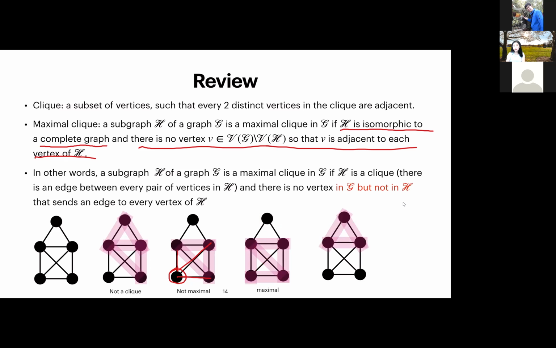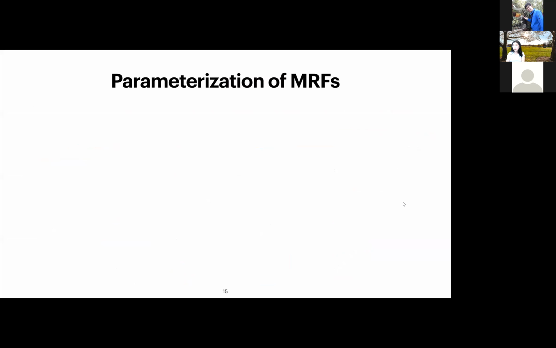What about this one? Is it a clique? Yeah, it is a clique, and indeed it is a maximum clique, right? Again, I think we got the idea. So now this is a quick review of the maximum clique. With this review, hopefully we'll be better equipped to understand this parameterization of Markov random fields.